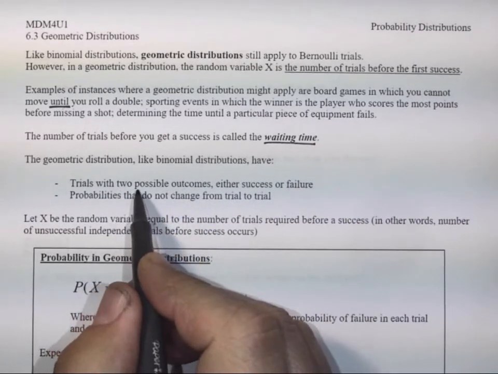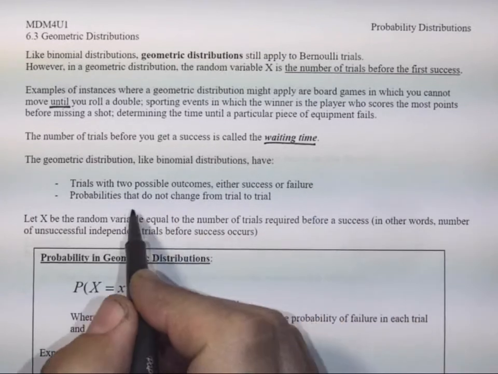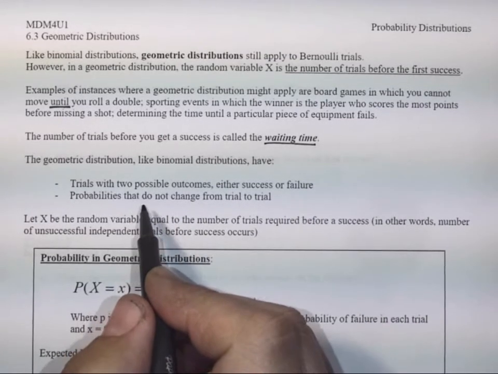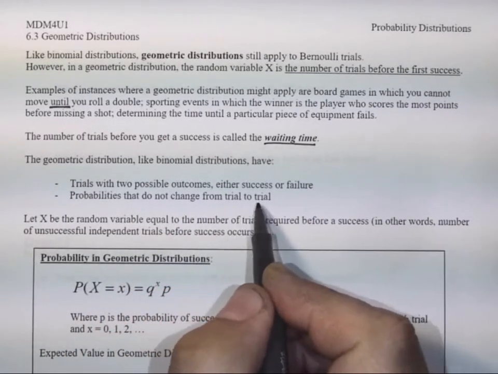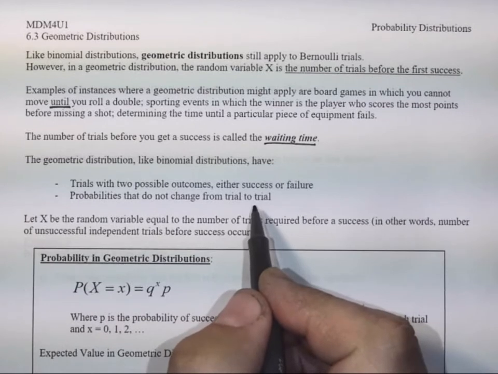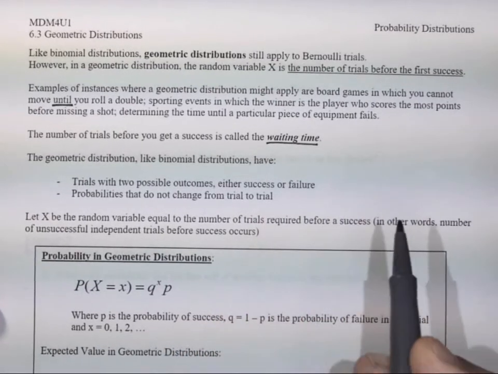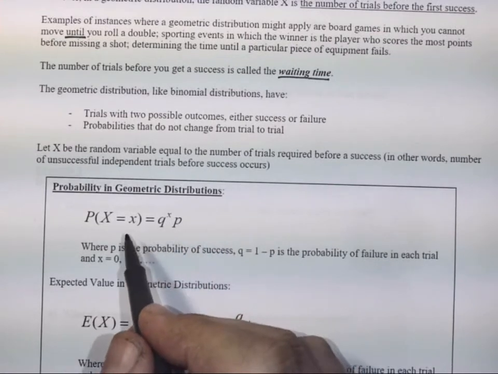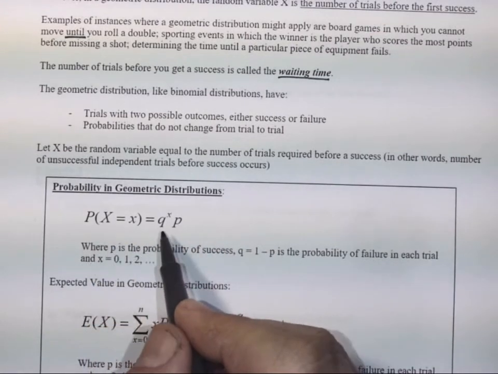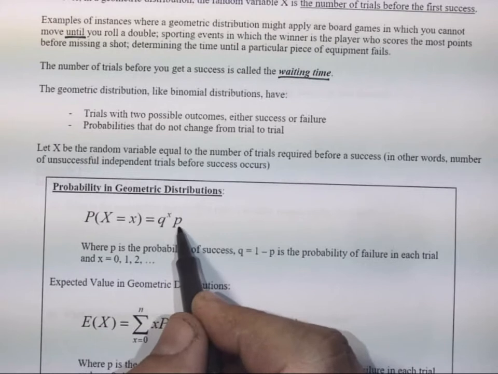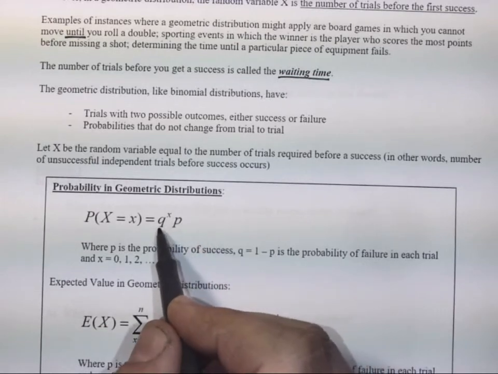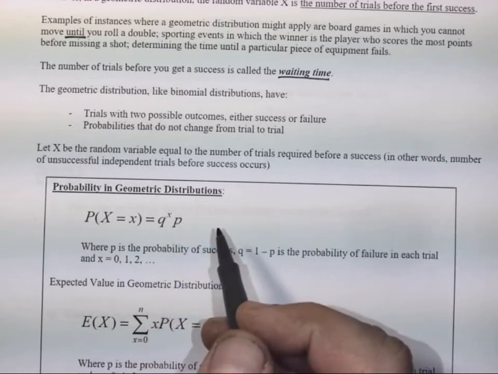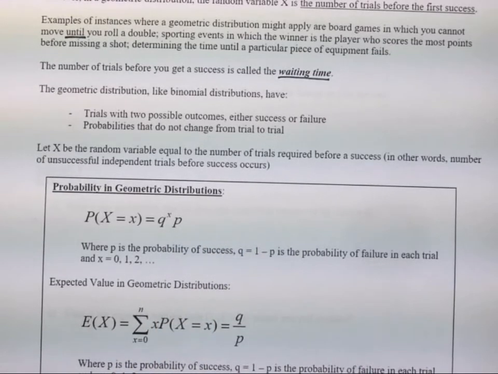So we still have trials with 2 possible outcomes, success or failure. That's a Bernoulli trial. We have probabilities that do not change from trial to trial. That means that we have independent trials. And we have 2 probability formulas for that. So the probability for a geometric distribution is given by q to the x times p, where q is still the probability of failure, p is success, and x is the number of times you need to wait.